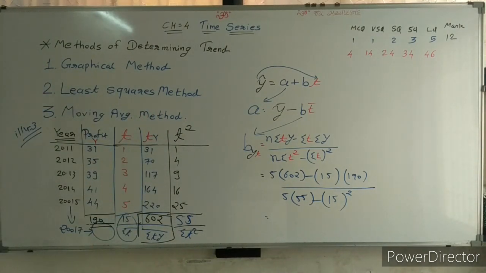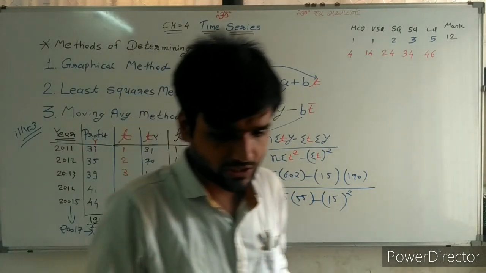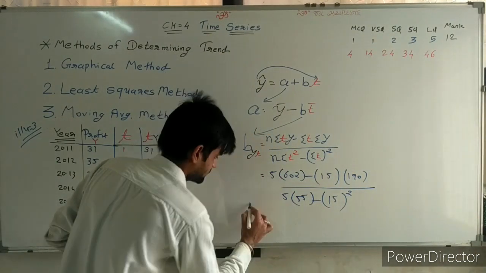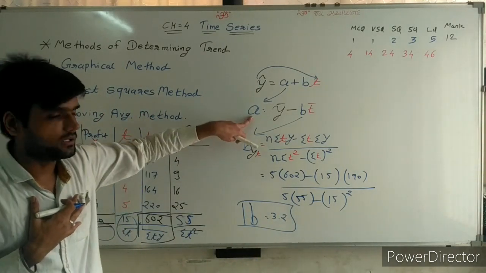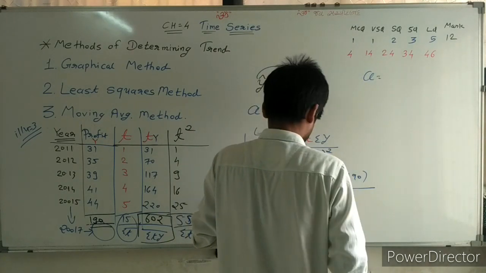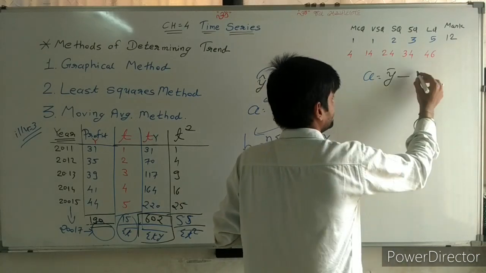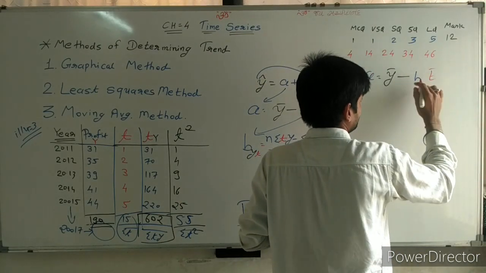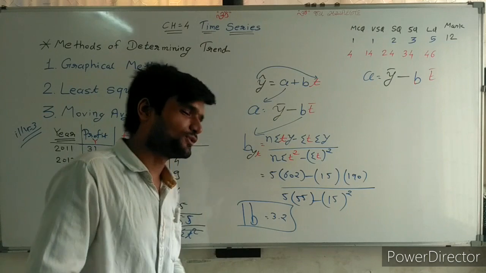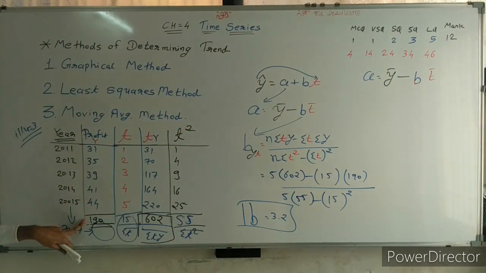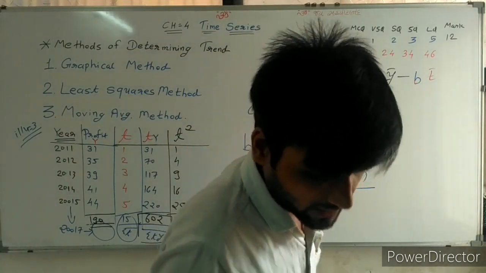Now, going ahead, solving it. If we are solving, you can solve this yourself and you will find the value of b. And b value is 3.2. Now what do we need? A. So write down A is equal to y bar minus b t bar. Y bar is what? That we know: sigma y 190 divided by 5. That is my y bar. So y bar is 38.